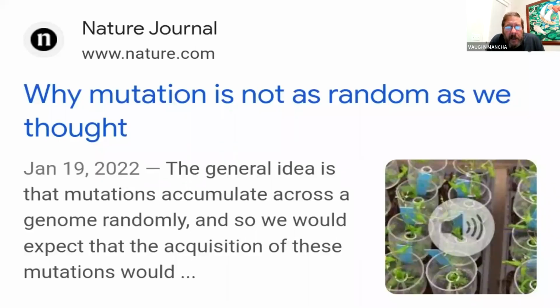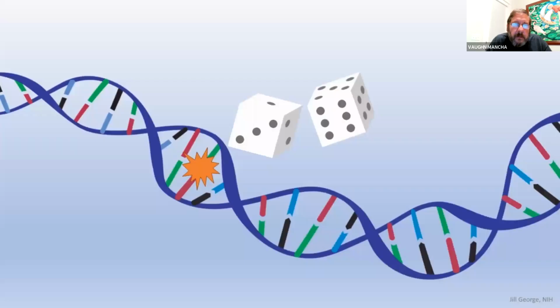This is an article that came out last year, a Nature journal article. It says why mutation is not as random as we thought. It talks about the general idea that mutations accumulate across the genome randomly, and so we would expect that acquisition of mutations would cause evolution. So they looked at mutations as being random. This is a slide I borrowed from Francis Collins, where he was explaining random mutations. You can see the dice is random and it caused the mutation, shown as an orange star.